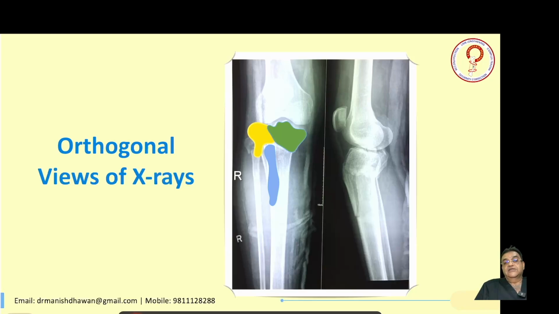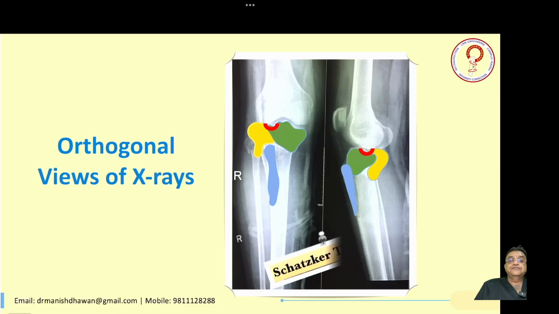We can draw this in the lateral view also. You can see this is one of the fragments, this is the second fragment, and this is the diaphyseal fragment. So there are basically three fragments, and there is a depression also. If you can see, there is a depression at the lateral tibial plateau, which is marked in red. So this is Schatzker type 6 fracture.